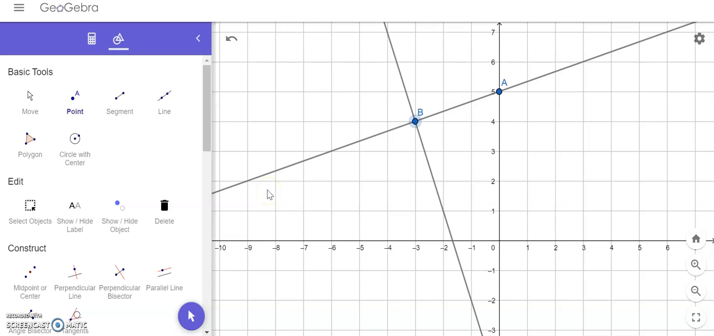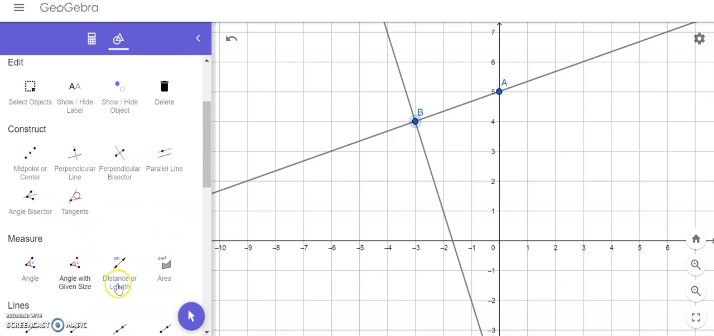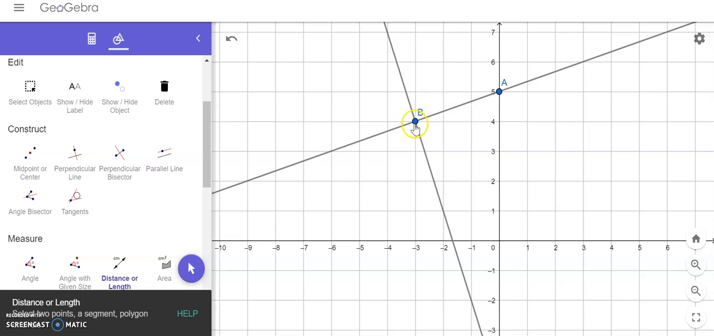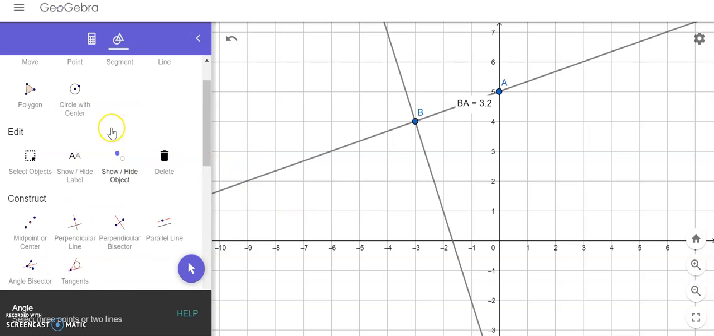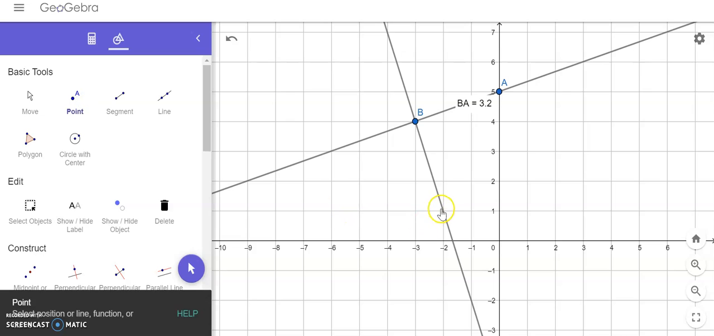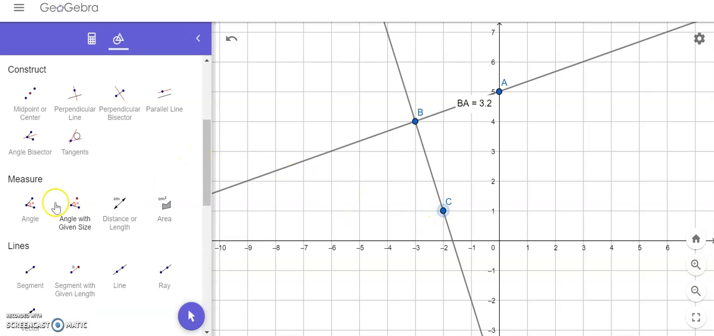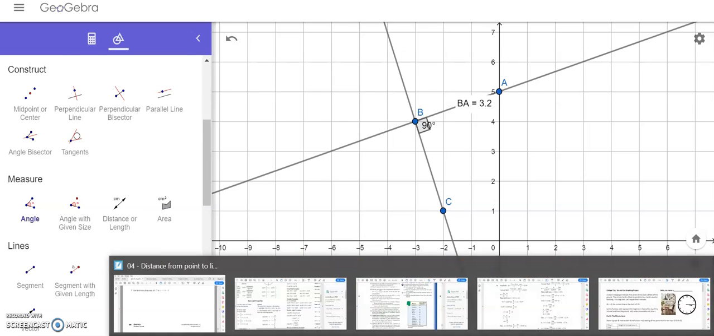Now that I have that intersection point, I can find the distance from the point to a line. And I know that's the distance because if I check my angle here, I'm going to need another point. If I measure this angle, it's perpendicular. So let's do this algebraically.